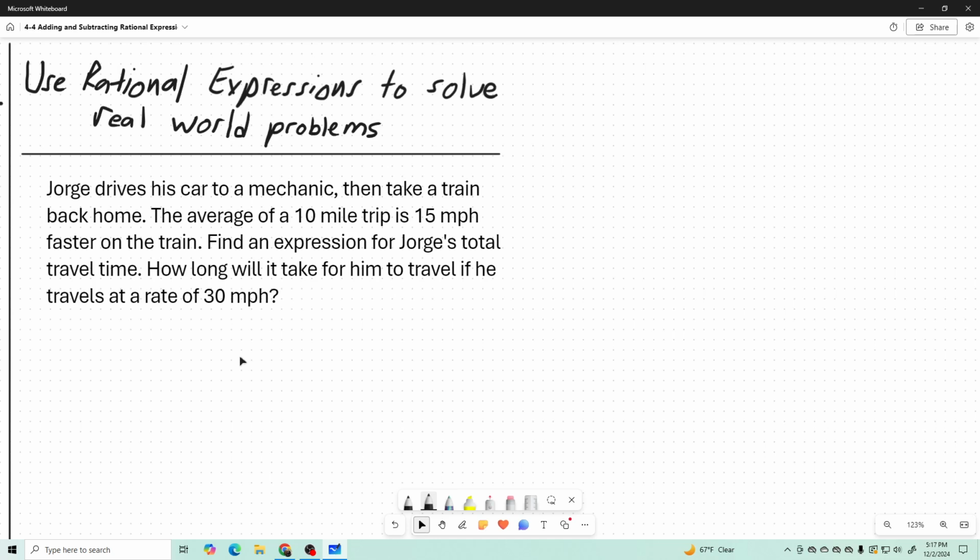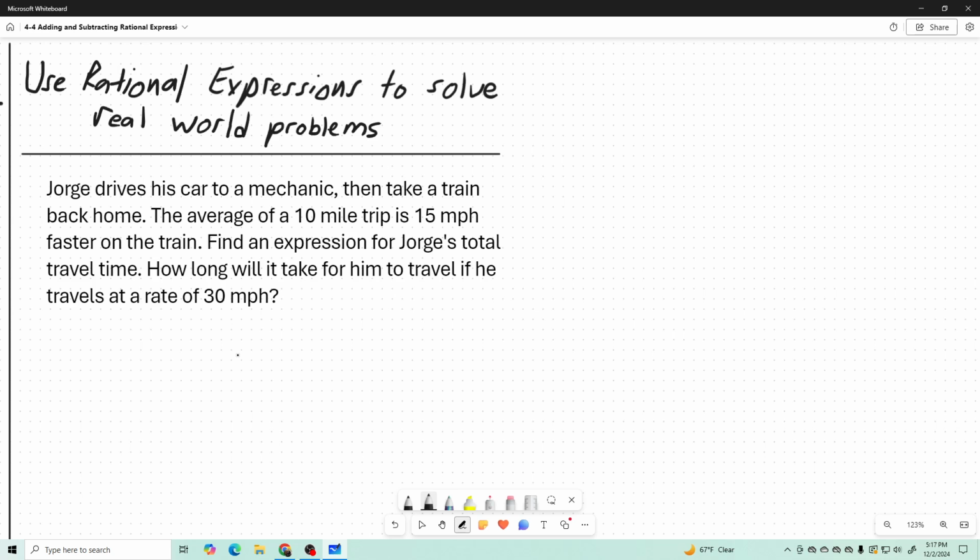Well, first of all, what is a rate? These questions always boil down to understanding what that means. So a rate is usually something over time, right? Like, what's your pay rate? Well, that's how much I got paid divided by how much time I worked, right?